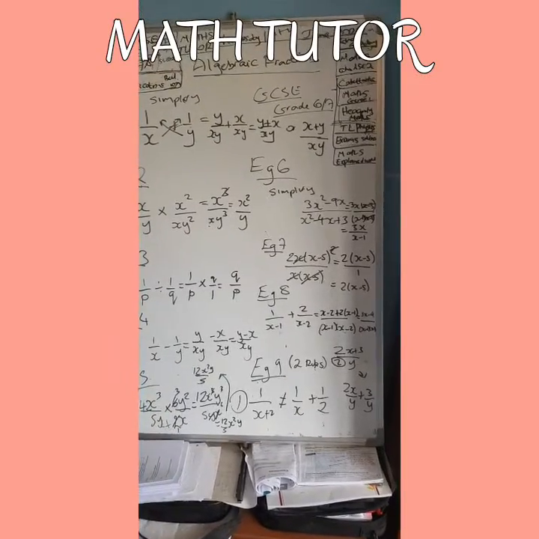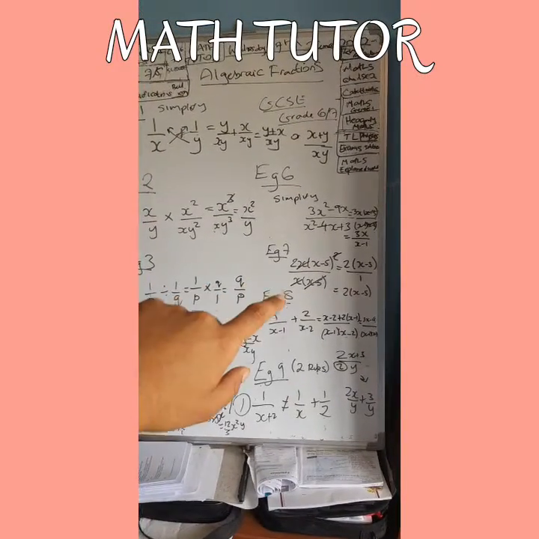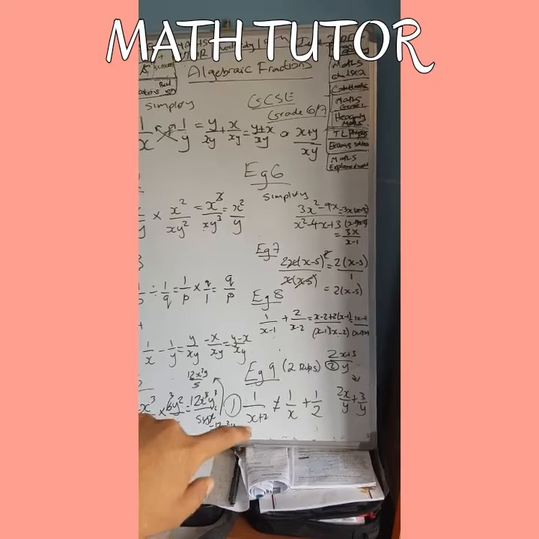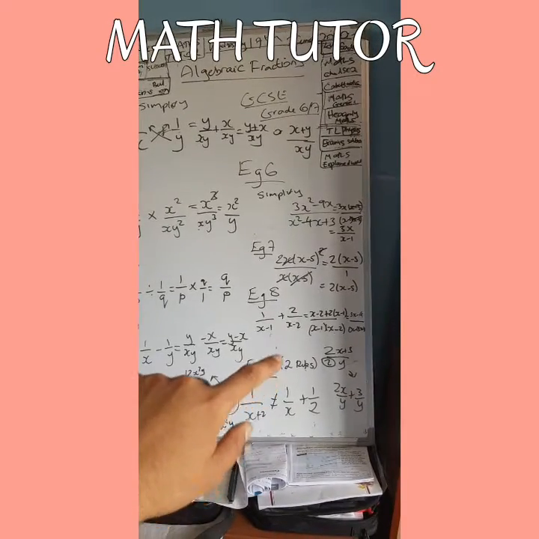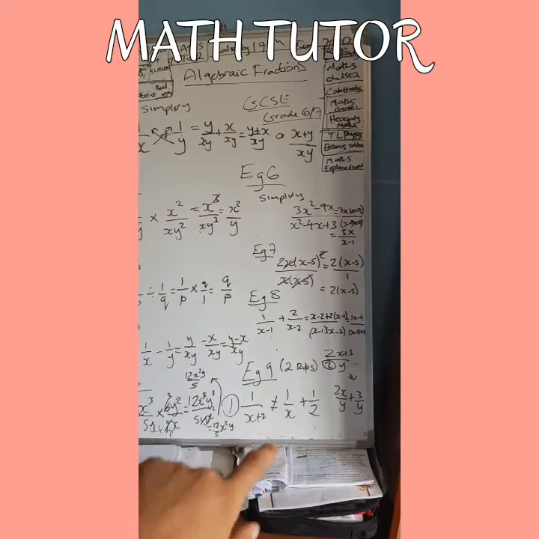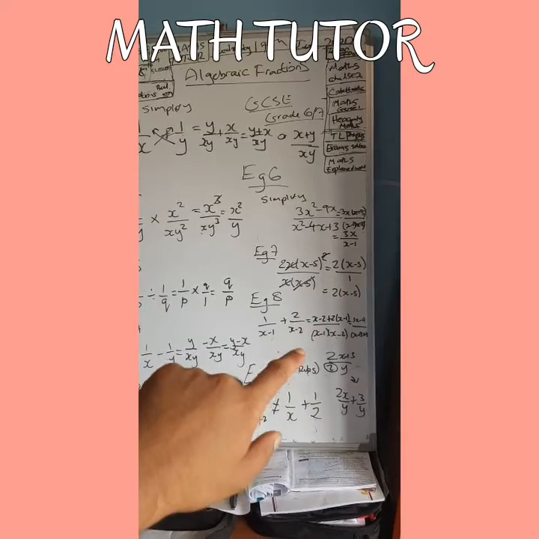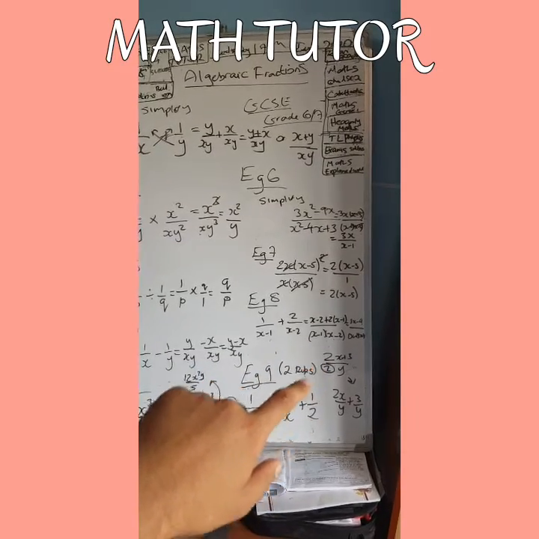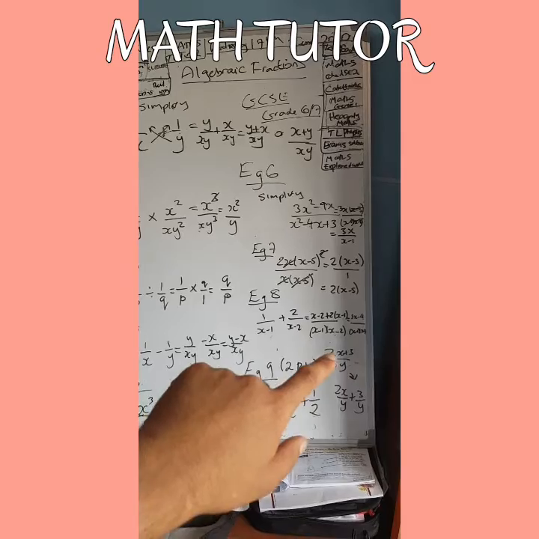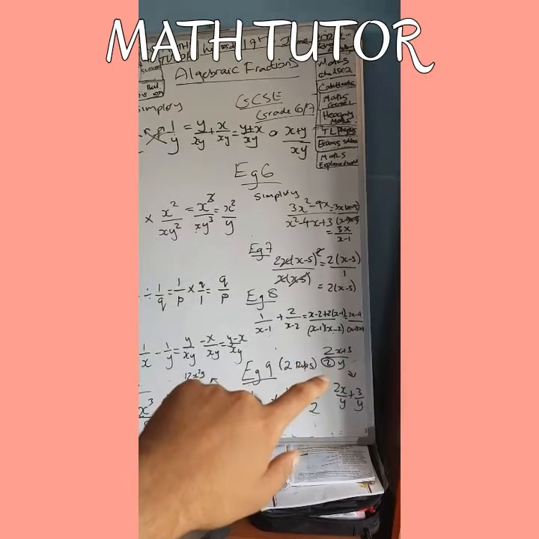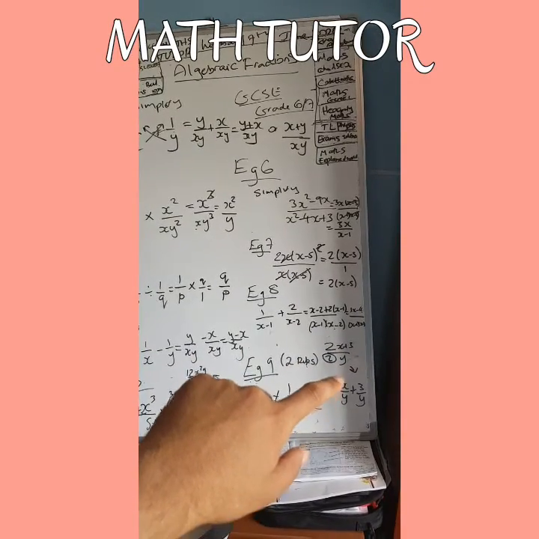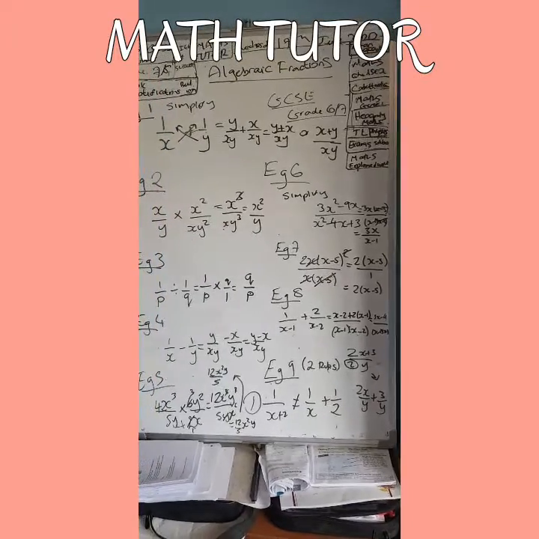Last one, just a quick point. 1 over x plus 2 does not equal 1 over x plus 1 over 2. Conversely, 2x plus 3 over y can be simplified to 2x over y plus 3 over y. You can check that.